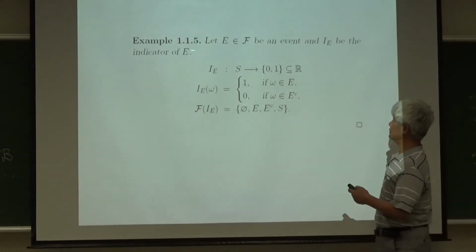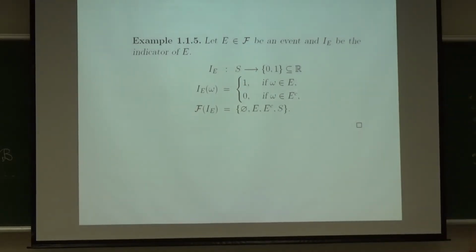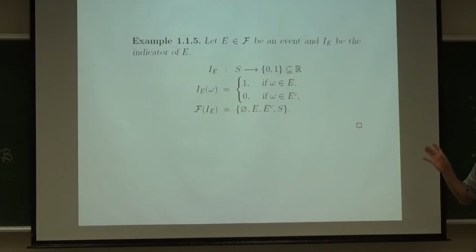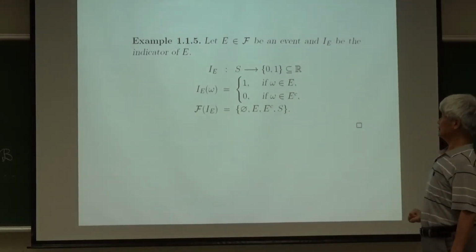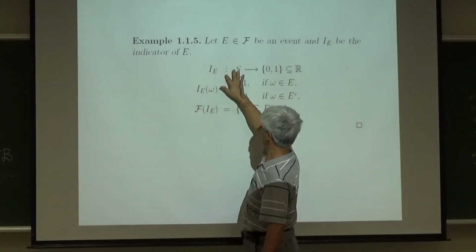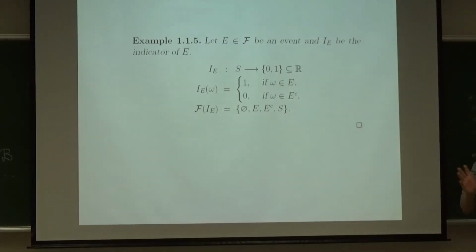So if we want to get information about a running experiment through this indicator, we get very little information. Why? Because we have only four events of interest. But it is very important because it's very specifically associated with an event. So to study an event is the same as to study its indicator. In many solutions for random experiment problems, people usually use the indicator of an event, as you can see from the textbook, and I will use the indicator a lot in my lecture.